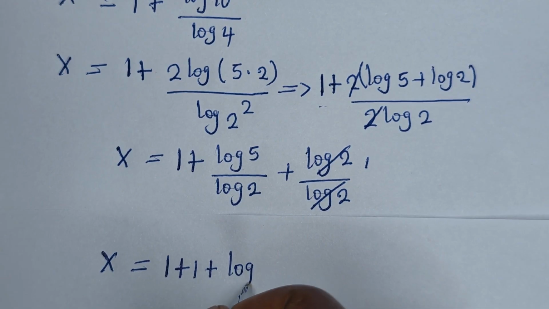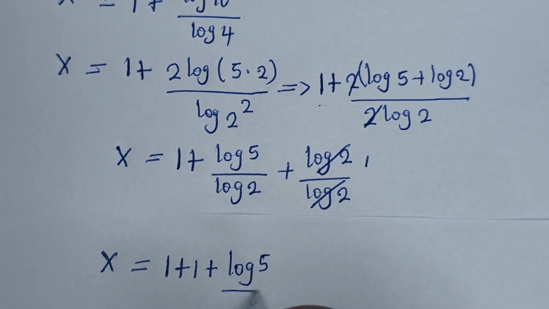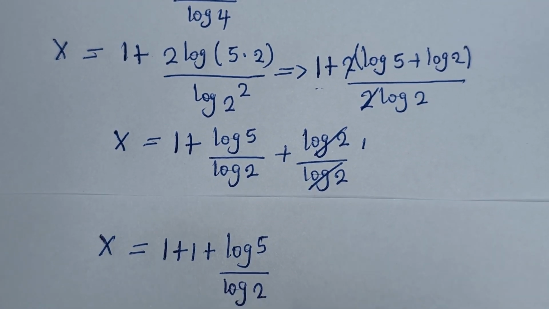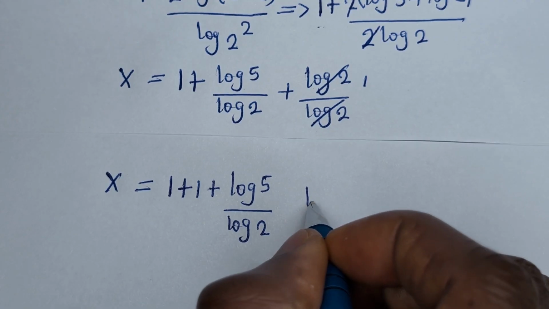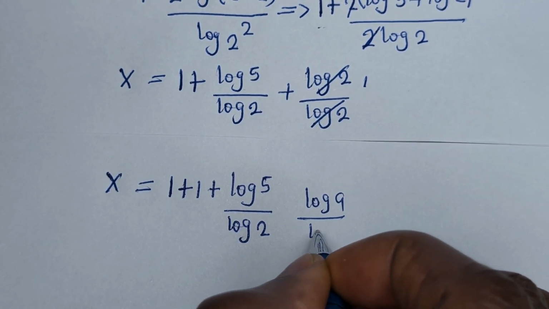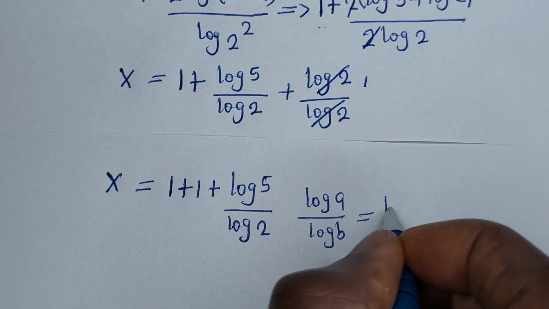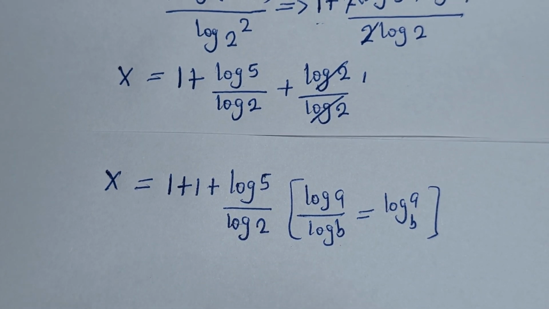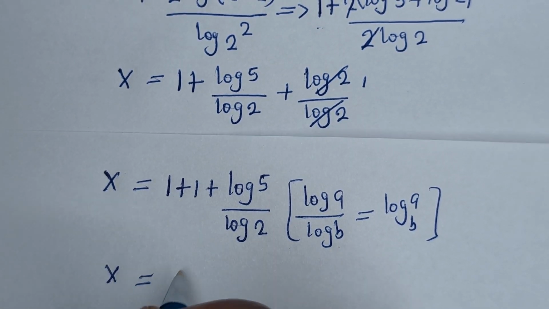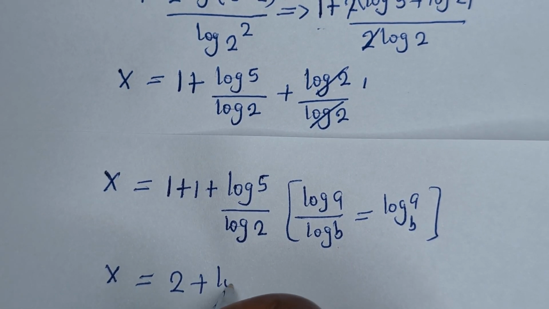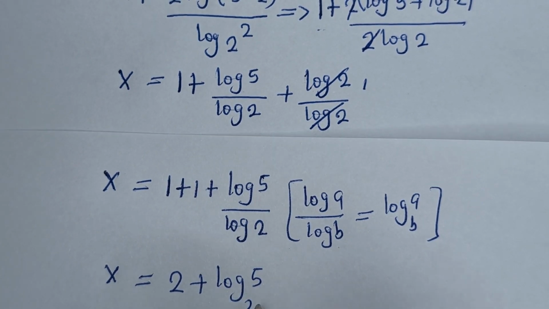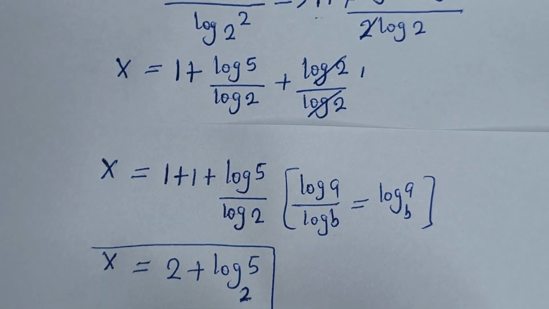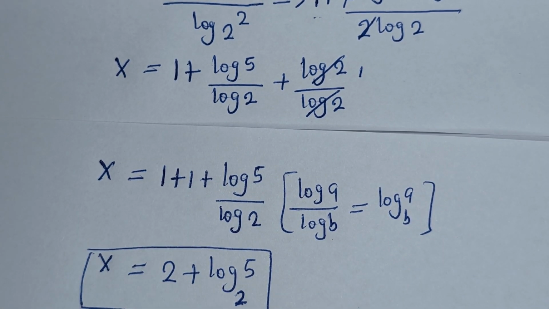plus log 5 over log 2. But if you have log A over log B, this is equal to log A base B. Therefore, x is equal to 1 plus 1, that is 2, plus log 5 base 2. This is the final answer. We may check to confirm if this answer is right or wrong. Let's check.